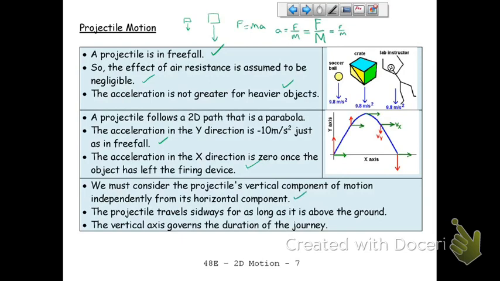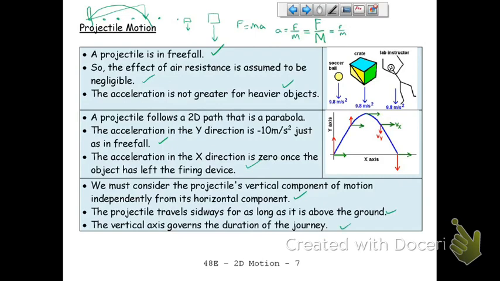Projectile travels sideways for as long as it is above the ground. It's not like Tom and Jerry where you go like that and then you realize, oh, I better land. You just steadily move sideways, but your vertical has a limited amount of time, so when you put the two together, oh, that's when I hit the ground. So your time tends to be controlled by your vertical axis. The vertical axis governs the duration of the journey.